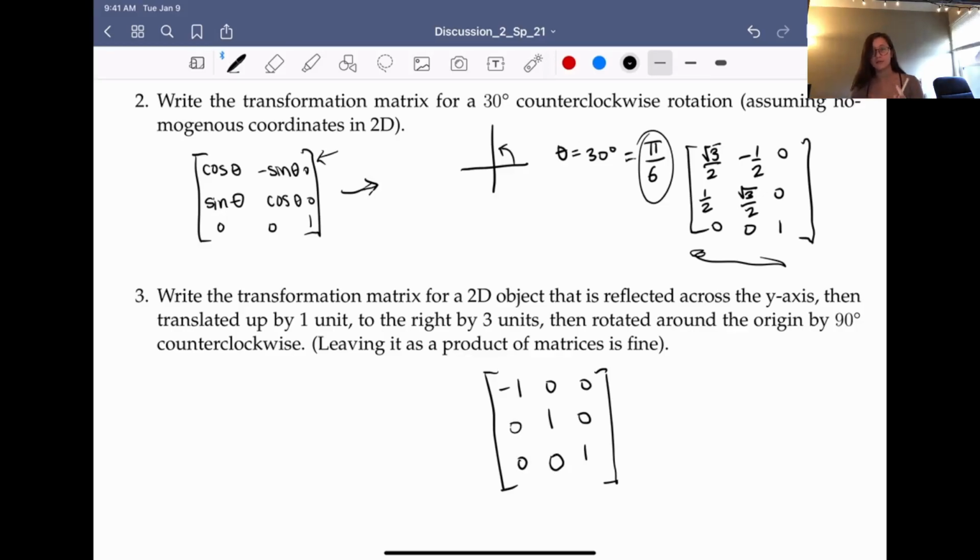Okay, and notice one thing, I've written it way over on the right because, as we know, transformation matrices are applied right to left. So since this is the first transformation, I'm writing it on the right.